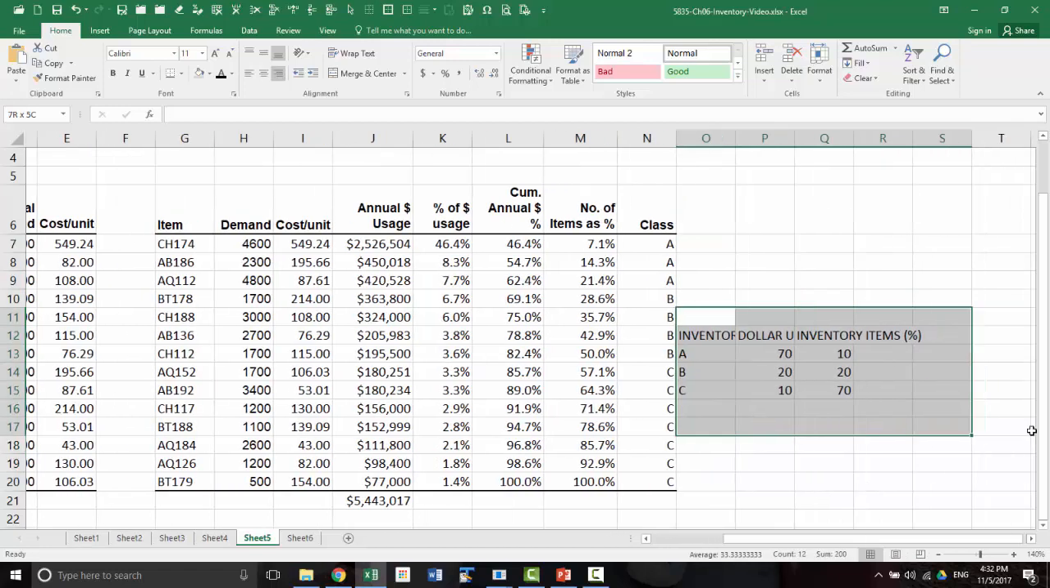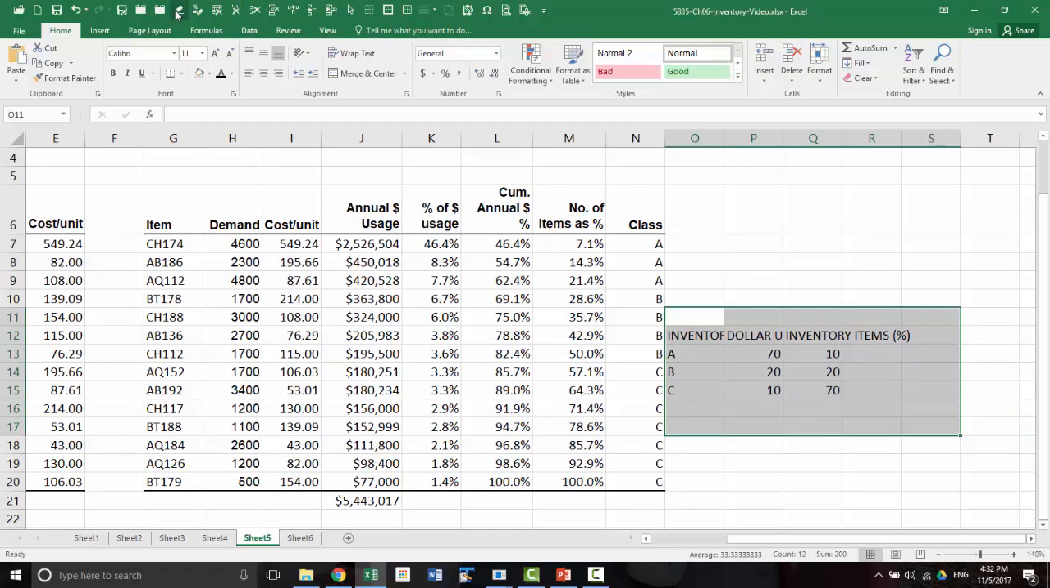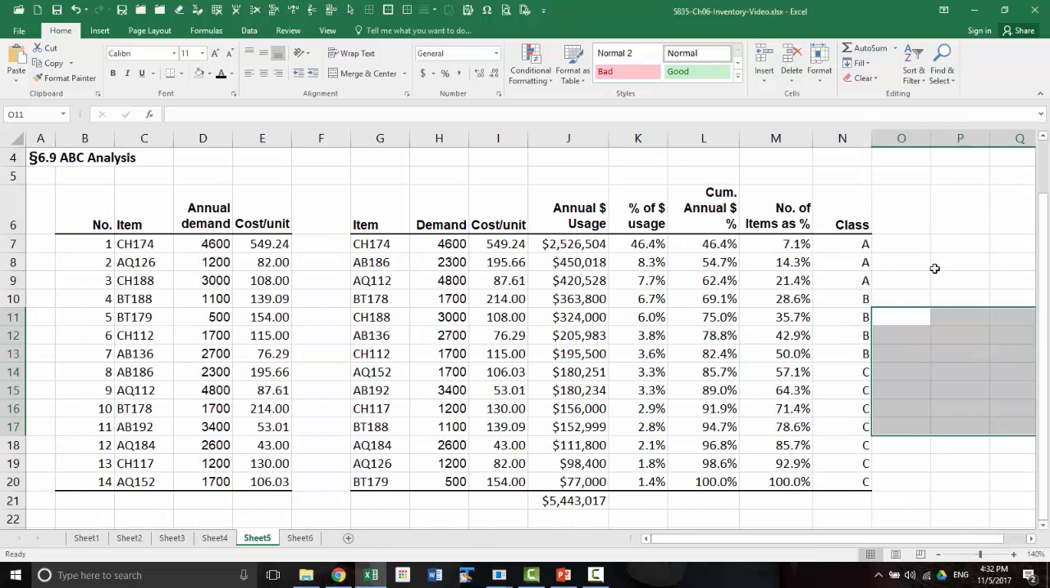Once again, these classifications are judgment calls. You don't have a formula that you just plug in and it gives you what the A's and B's and C's are.